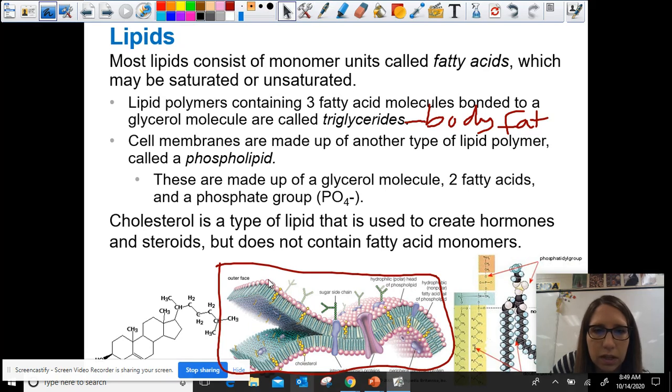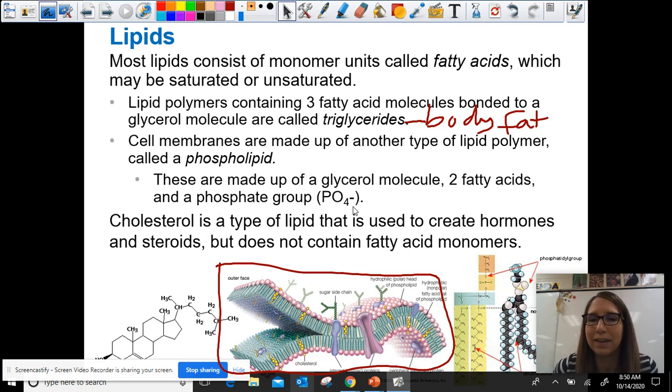Let me move to this. Little pink spheres, and then the little lines coming down. The little jaggedy lines, those little greenish lines, are representing the 2 fatty acid tails attached to what we call a phosphate head group. So phospholipids have 3 parts. They're made up of a glycerol molecule, just like our triglyceride, 2 fatty acids, not 3, and a phosphate group, which the formula for that is PO4 with a little negative charge.